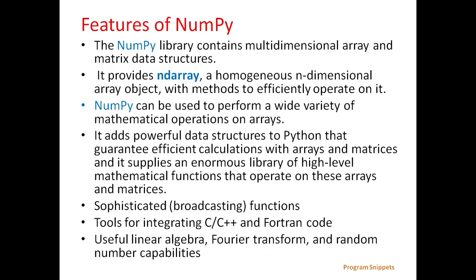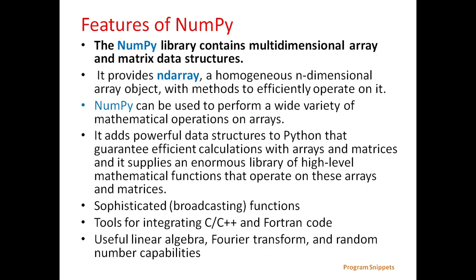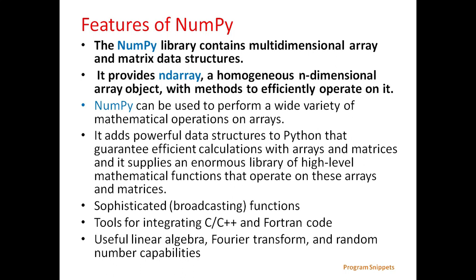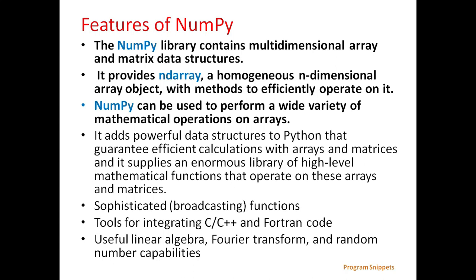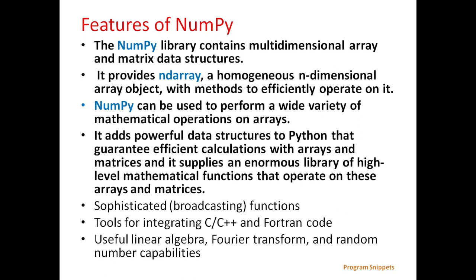There are some features of NumPy. The NumPy library contains multidimensional array and matrix data structure. It provides ndarray, a homogeneous n-dimensional array object with methods to efficiently operate on it. NumPy can be used to perform a wide variety of mathematical operations on arrays. It adds powerful data structure to Python that guarantees efficient calculation with arrays and matrices, and it supplies an enormous library of high-level mathematical functions that operate on these arrays and matrices.